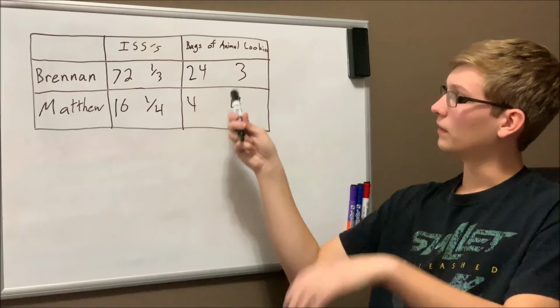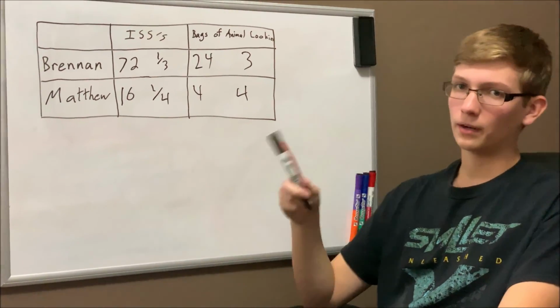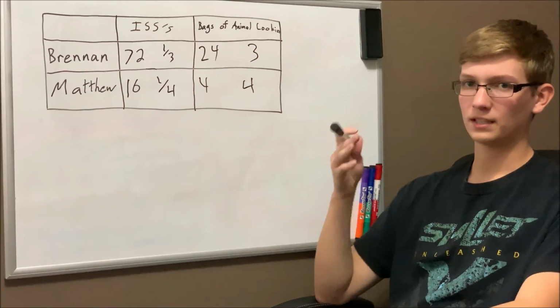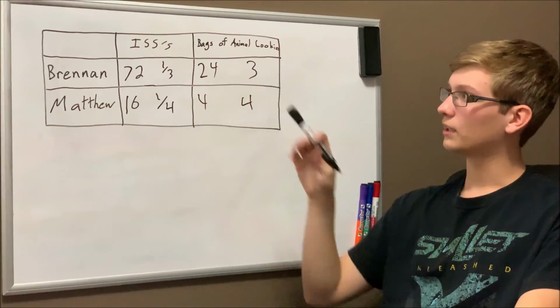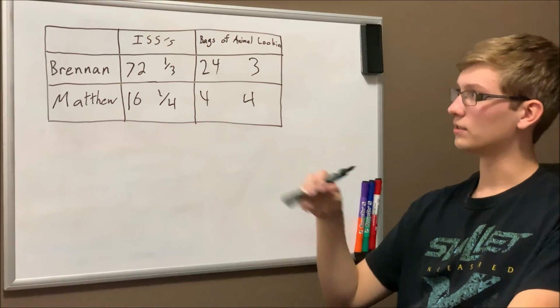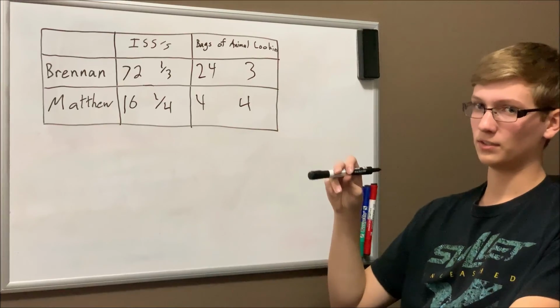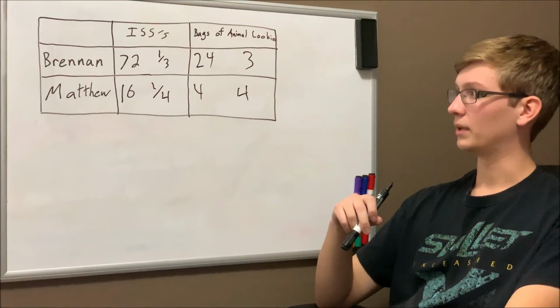But these are whole numbers, so they're a lot easier to compare. And so you can see that I have the comparative advantage in making bags of animal cookies because it only costs me 3 potential ISSs for every bag of animal cookies I make. Well, it costs Matt 4 whole ISSs for every bag of cookies that he makes.